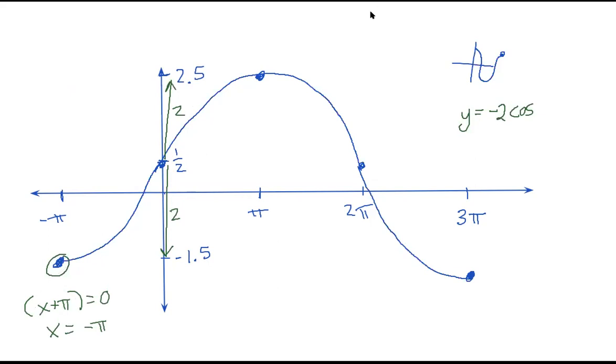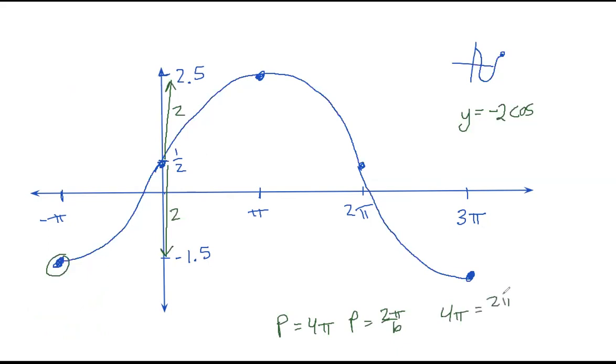Okay. The period is 4 pi, right? From negative pi, period equals 4 pi. We know that period equals 2 pi over b. So 4 pi equals 2 pi over b. B is going to be 1/2.